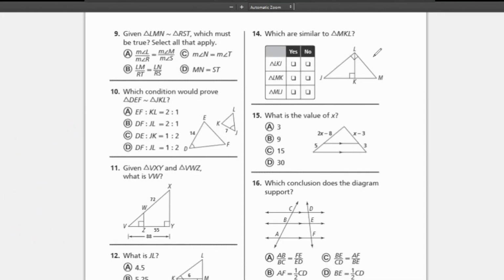All right, so we have a theorem that told us if we have a right triangle and we draw an altitude that originates at the right angle, then it'll create 2 new triangles, and all 3 of these triangles we now have on our screen will be similar to each other. So let's look at the questions. Which are similar to MKL? Well, LKJ would be. LMK is this one, so they can't be similar. They are congruent. And MLJ would be similar.